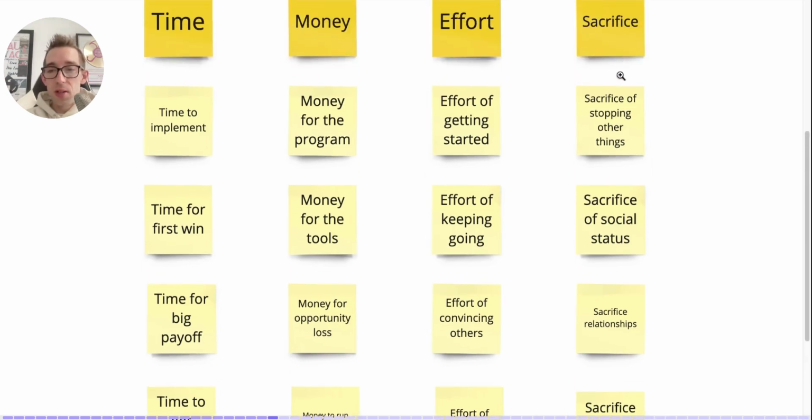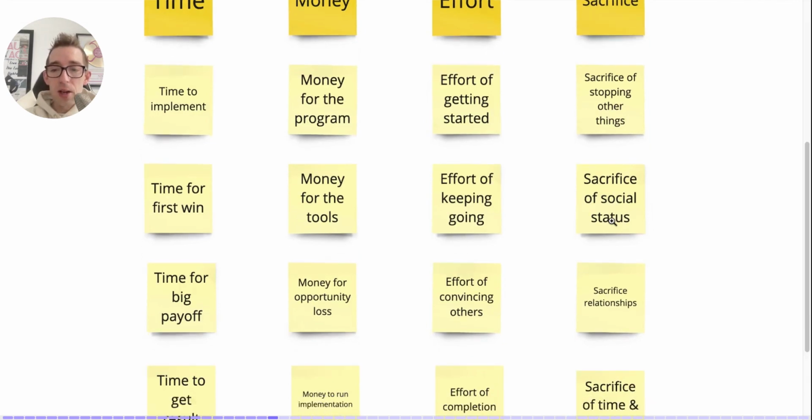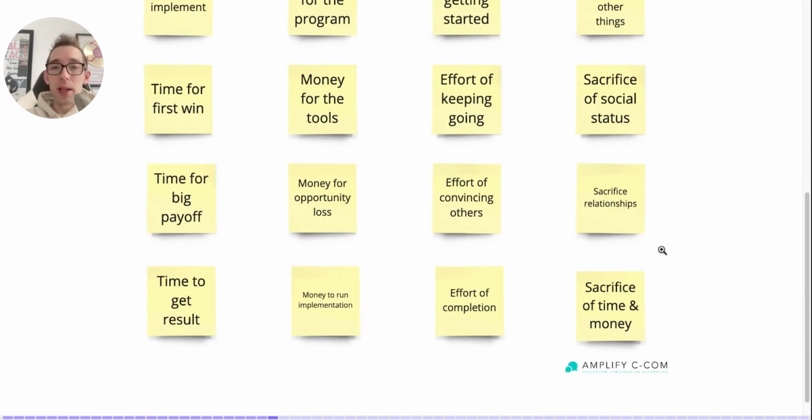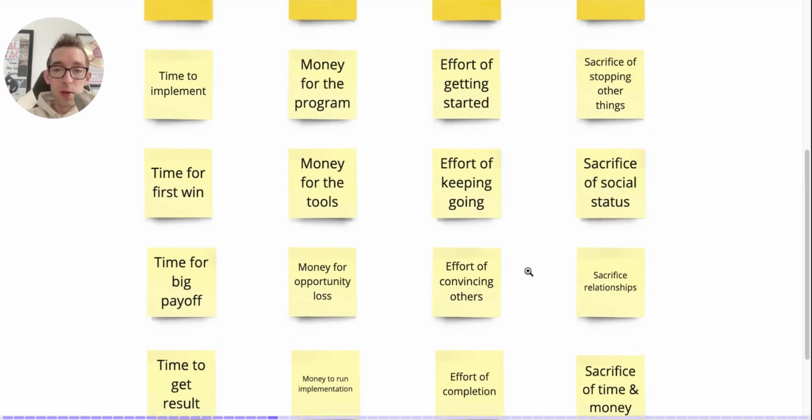Then sacrifice. What are we sacrificing comes back to the opportunity cost, right? The sacrifice of social status. Maybe temporarily, they're going to have to give up some level of social status when all the friends are, oh, why are you not coming out? Why are you not coming to the pub? Oh, because I've got to work. Oh, you're so boring, right? So it's the stuff that you got to give up in the short term, sacrificing potentially some of your existing relationships, sacrificing the time and the money, right?